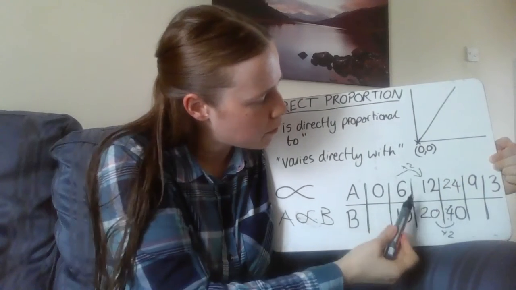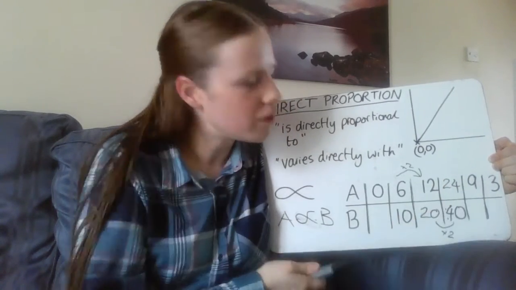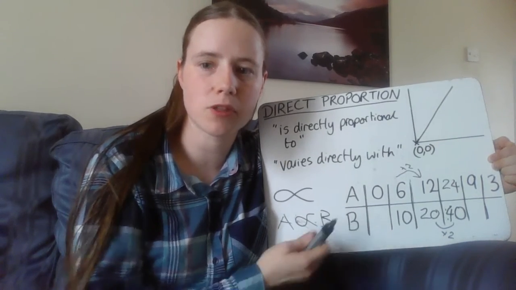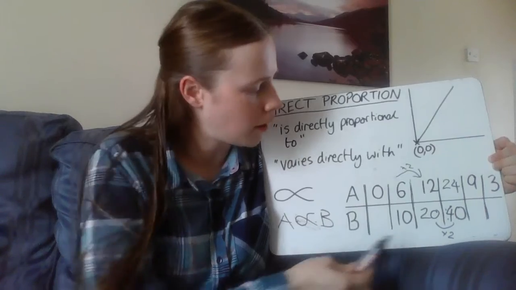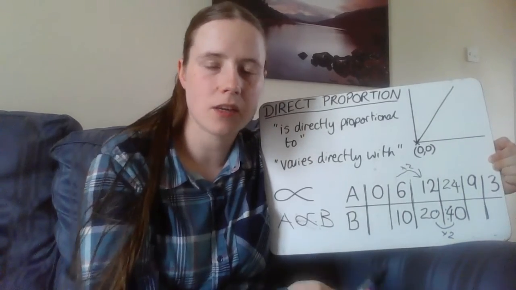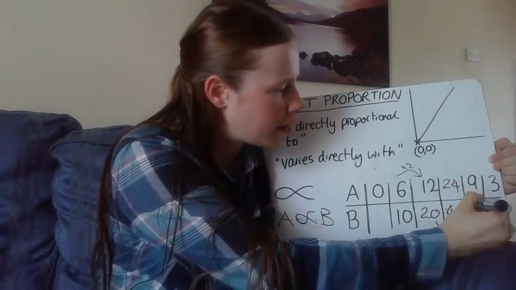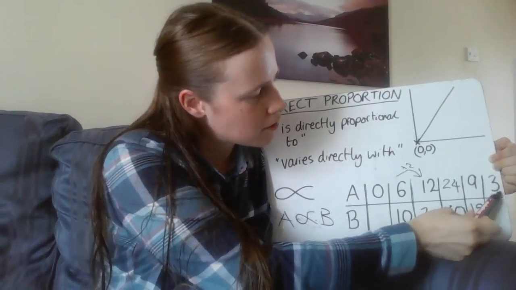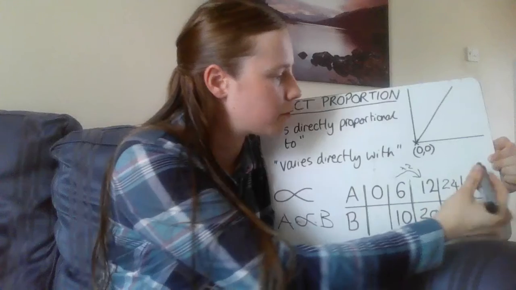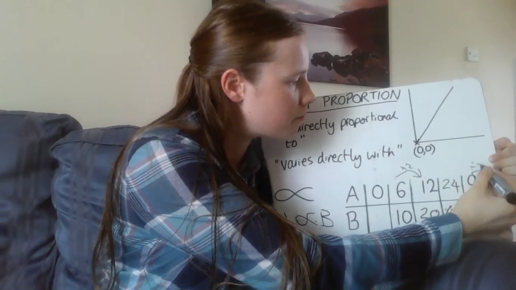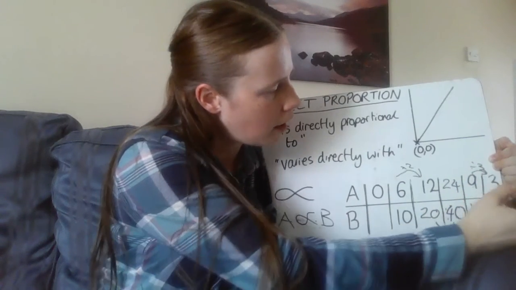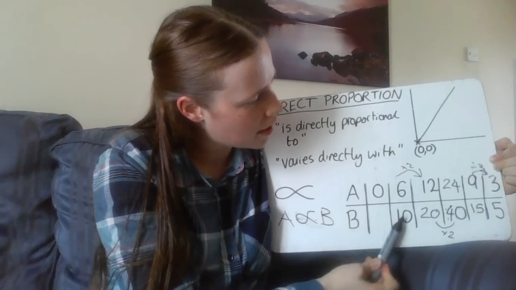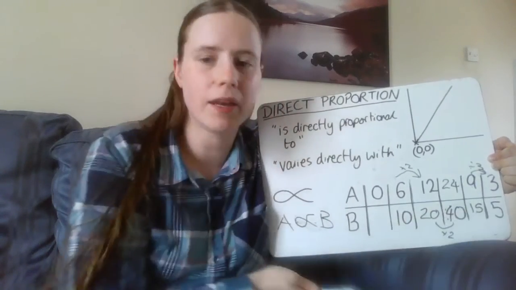If we wanted to go from 6 to 9, we've had to times by 1.5, or you can think of it as dividing by 2 and then timesing by 3. So we would have to do the same thing to 10. So 10 times 1.5 would get us to 15. To get us from 9 to 3, we'd have to divide by 3. So we can do the same thing here and get 5. Or you can use the original 6 and 10 values. You can see both numbers have been halved.